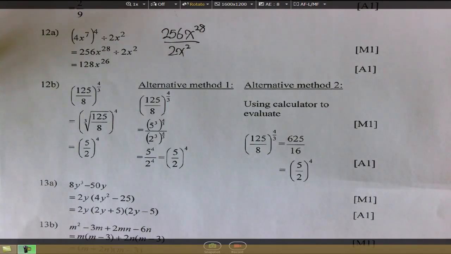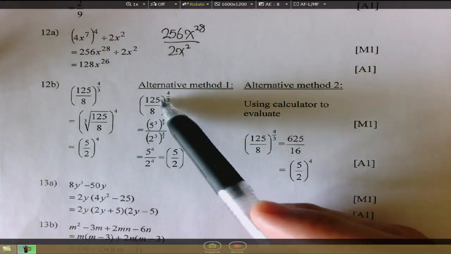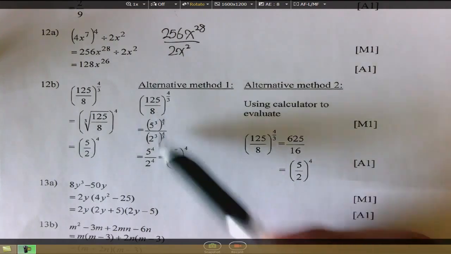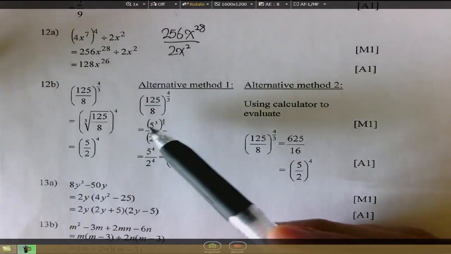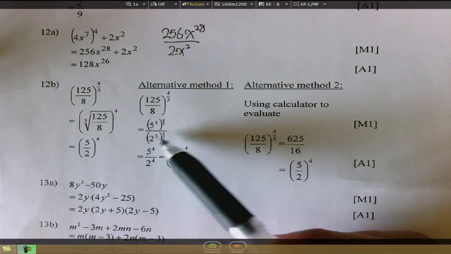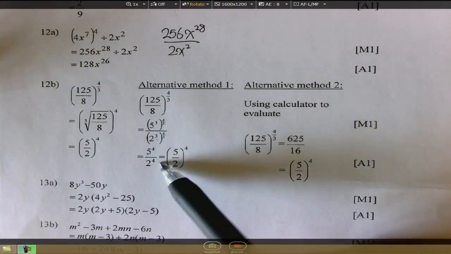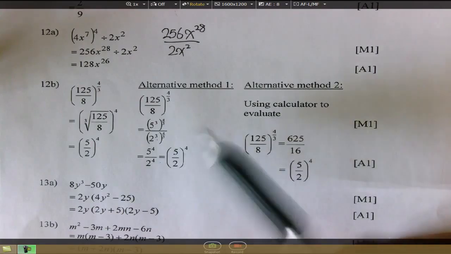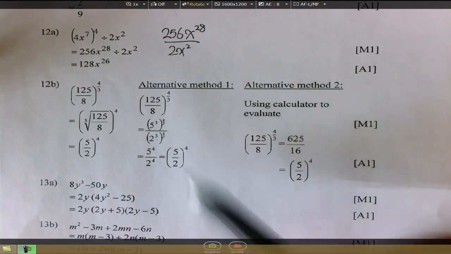We move on to question 12b. Express 125 over 8 to the power of 4 over 3 in the form of a over b to the power of n, where a and b are prime numbers and n is an integer. So what we will do here is this. First and foremost, 125 over 8. 125 can be written as 5 cubed, then 8 can be written as 2 cubed. Then you open the bracket, 3 times 4 over 3 is 4. 2 to the power of 3 times 4 over 3 becomes 2 to the power of 4. Then if you put it backwards, you take out the 4, you get 5 over 2 to the power of 4.